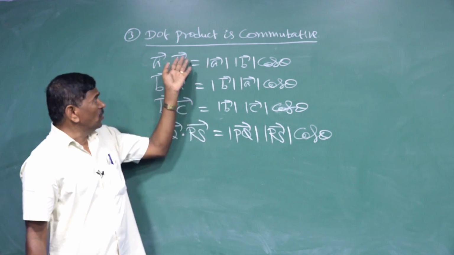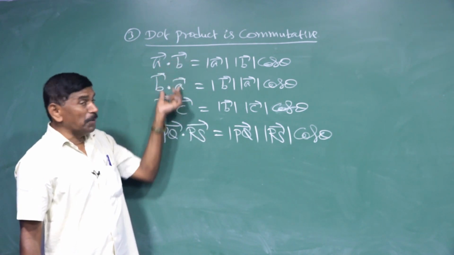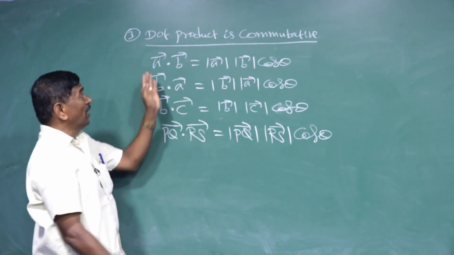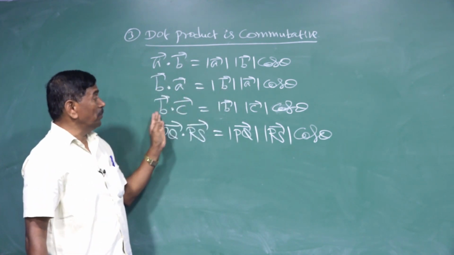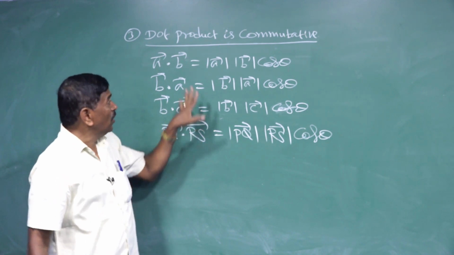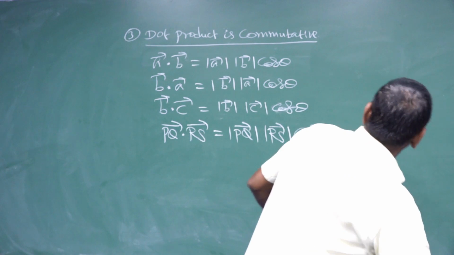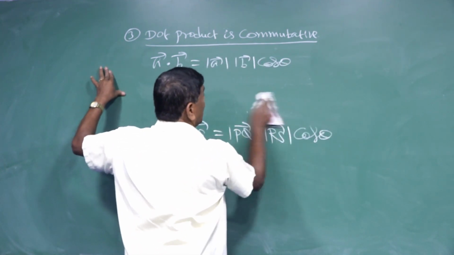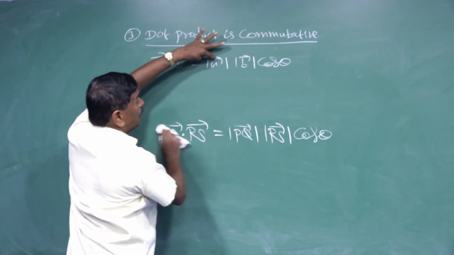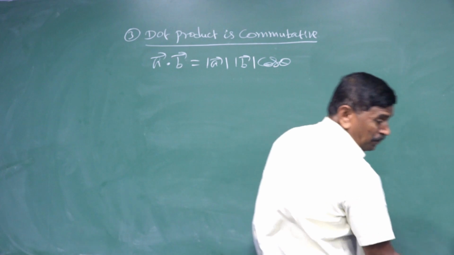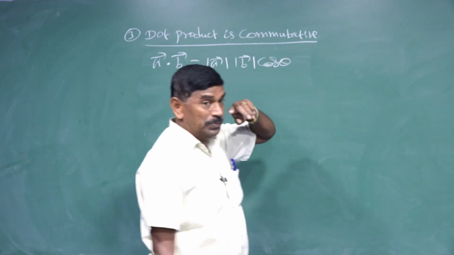That's all. So the first definition of dot product is very important, and it changes according to the situation: a dot b, b dot a, b dot c, pq vector dot rs vector, like that. Now the first line is enough. Definition of dot product: a vector dot b vector is equal to modulus a vector into modulus b vector into cos theta. Now the topic is commutative.